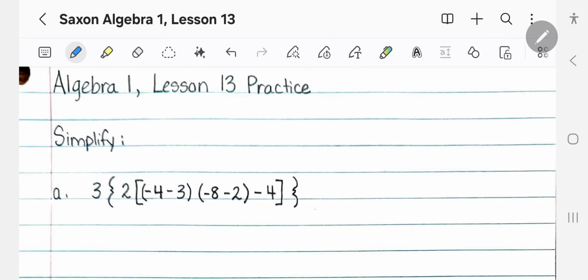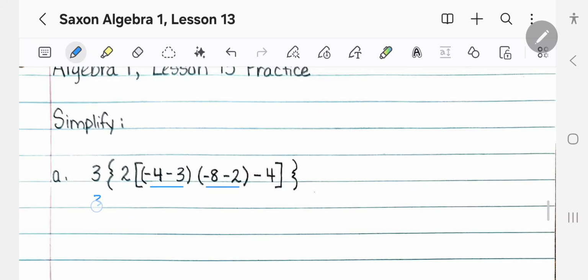This is Algebra 1, Lesson 13, Practice. Simplify. For Part A, we're going to look and we're going to see lots of different symbols of inclusion. We're going to start on the inside. We can do both of these and we will copy everything else down.